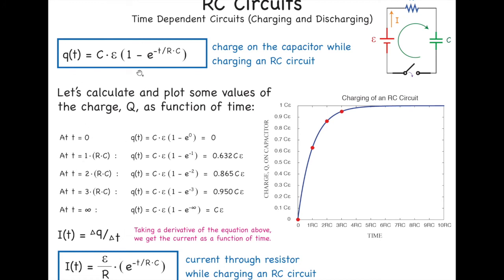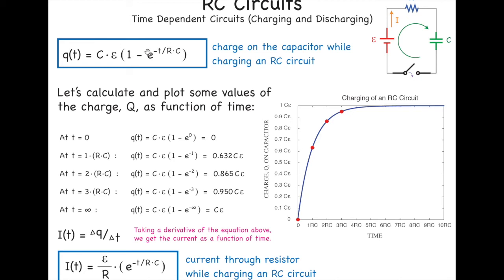For those of you who are comfortable with taking derivatives and remember something about the derivative of exponentials, we can break this into two terms. Distribute this out so that we have C times EMF by itself, but that's just a constant, so the derivative of the constant is 0. And then the second term would be capacitance times EMF times e to the minus t over RC.